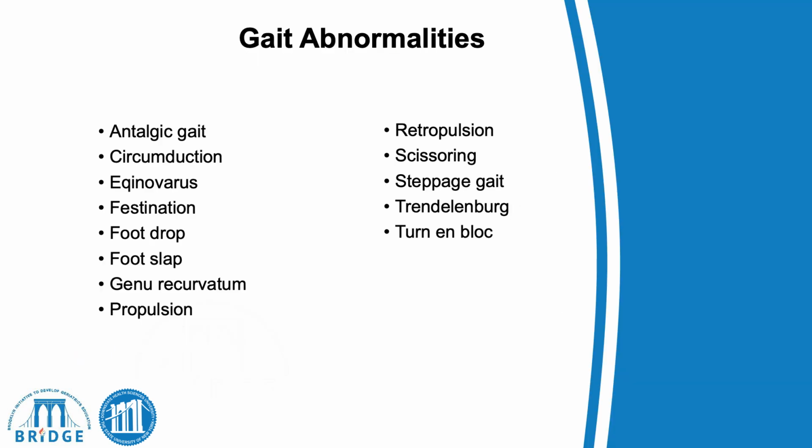Some examples of abnormal gaits include antalgic gait, circumduction, equinovarus, festination, foot drop, foot slap, genu recurvatum, propulsion, retropulsion, scissoring, steppage, Trendelenburg, and turning block.